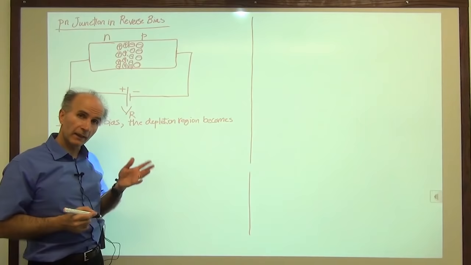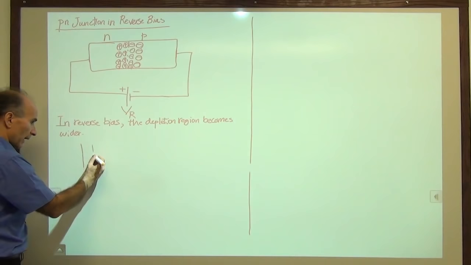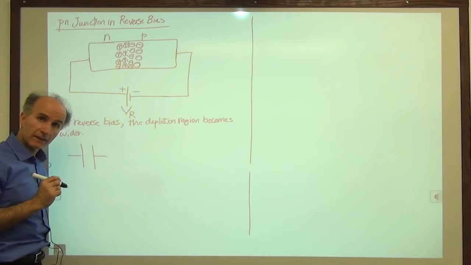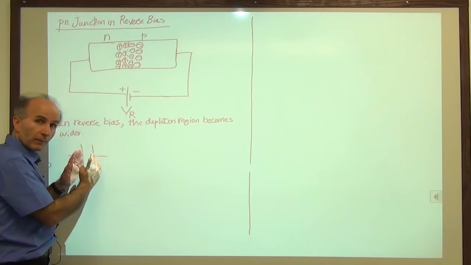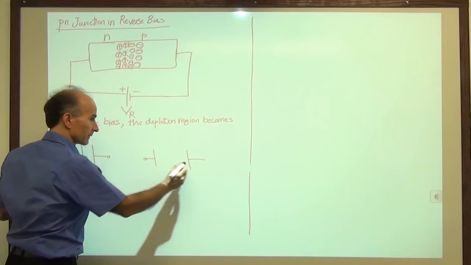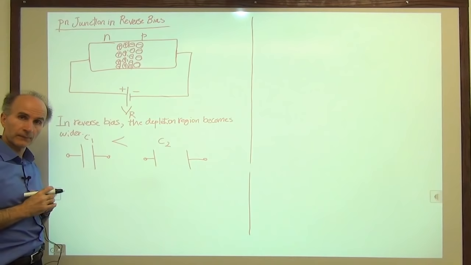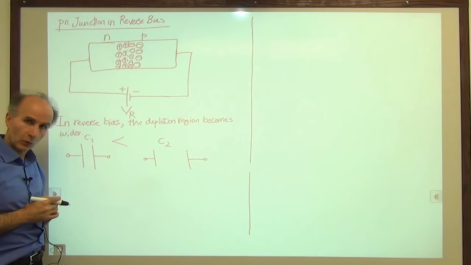So let me take a step back and refresh your memory about capacitors from basic physics. Remember that a capacitor can be constructed as two parallel plates. What we remember from basic physics is that if we take these two plates and move them away from each other, then the capacitance between these two terminals decreases. So if the first one has a capacitance of C1 and the second one has a capacitance of C2, C1 must be less than C2. That's something we remember from basic physics. Now, this principle applies to this junction.